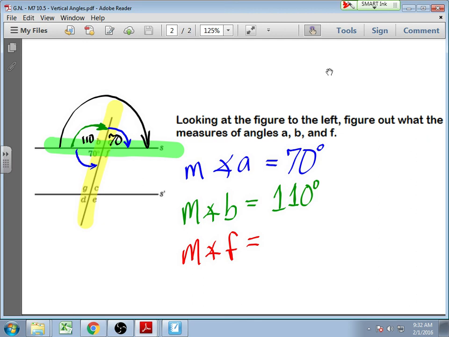And then, Bunger, what are you trying to say? F must be the same because they are a vertical pair.